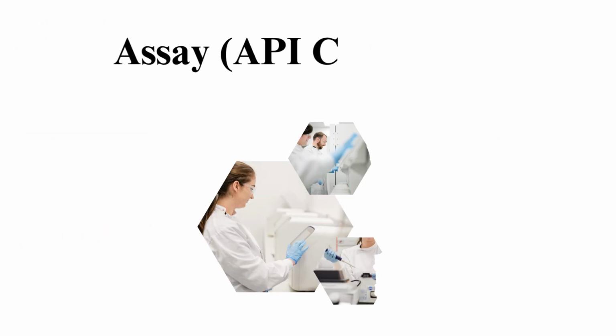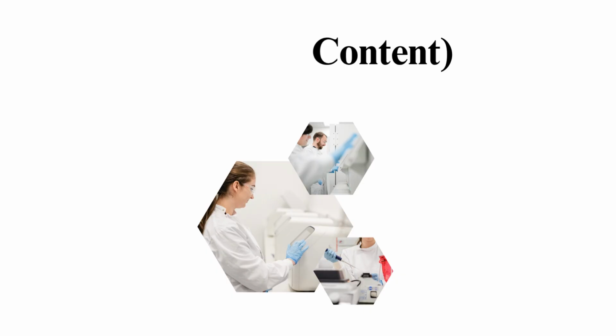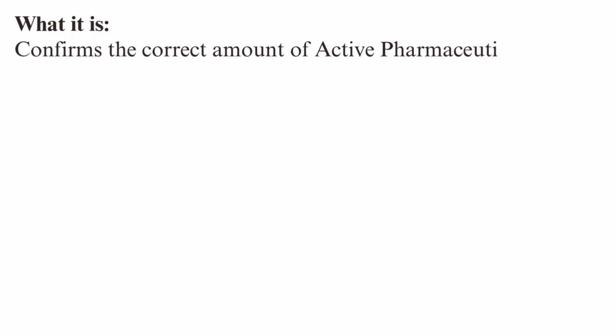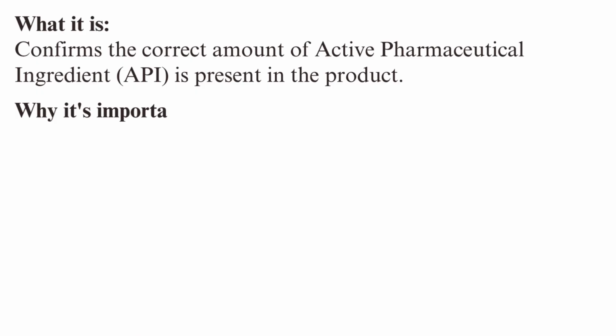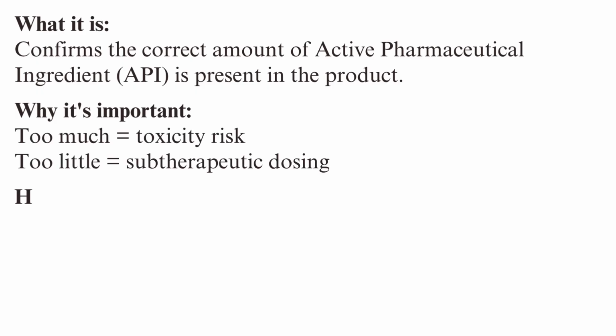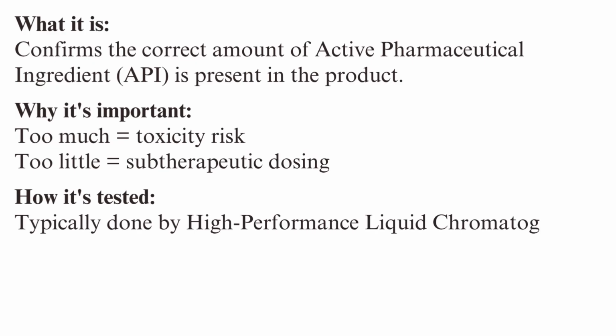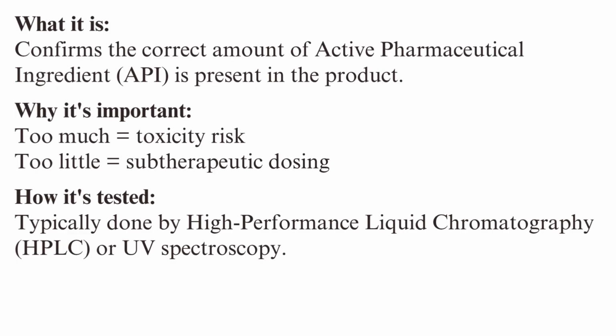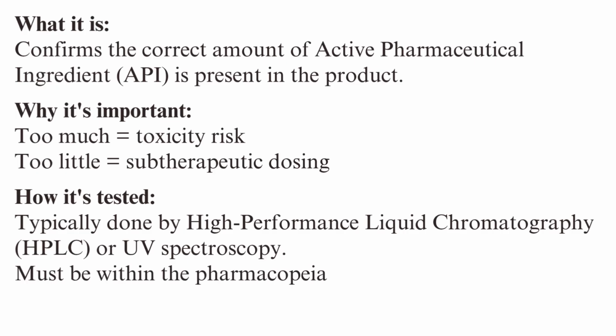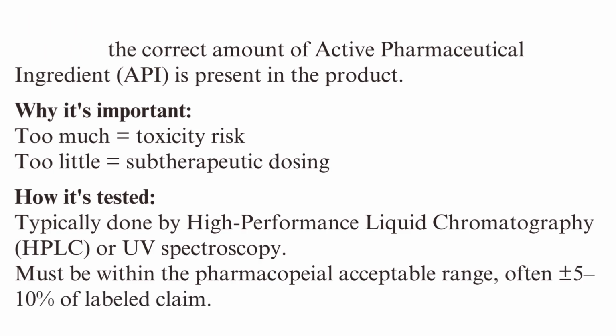6. Assay, API content. What it is: confirms the correct amount of active pharmaceutical ingredient is present in the product. Why it's important: too much equals toxicity risk, too little equals subtherapeutic dosing. How it's tested: typically done by high-performance liquid chromatography or UV spectroscopy, must be within the pharmacopoeial acceptable range. Often plus or minus 5 to 10% of labeled claim.